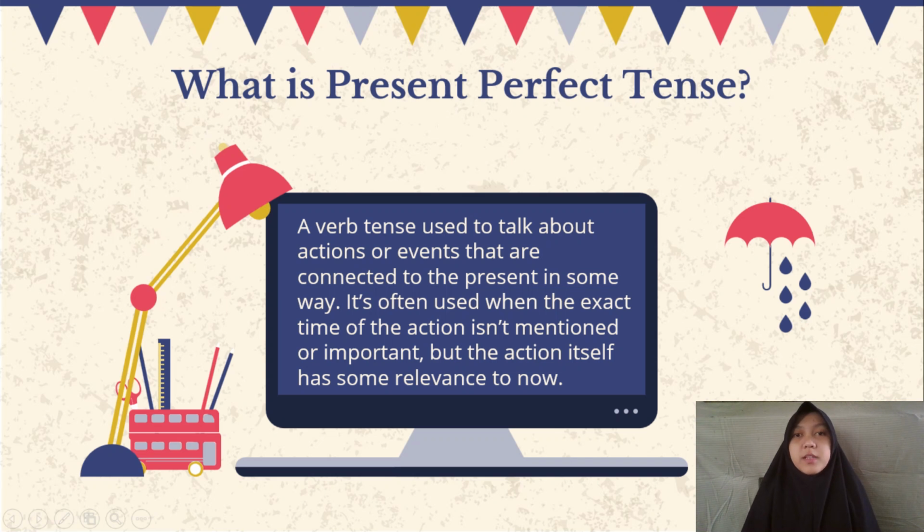So what is present perfect tense? A present perfect tense is a verb tense used to talk about actions or events that are connected to the present in some way. It's often used when the exact time of the action isn't mentioned or important, but the action itself has some relevance to now. For example, when you say, I have finished my homework, it means the homework was completed at some point, and now it's done.